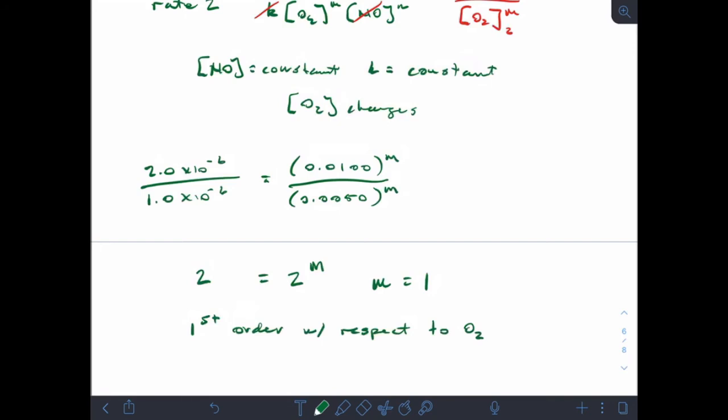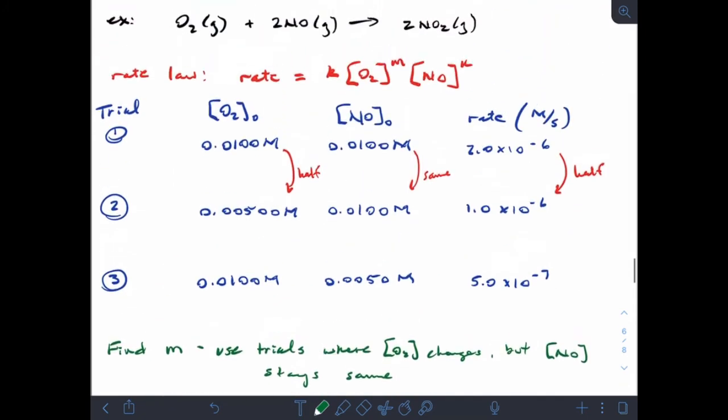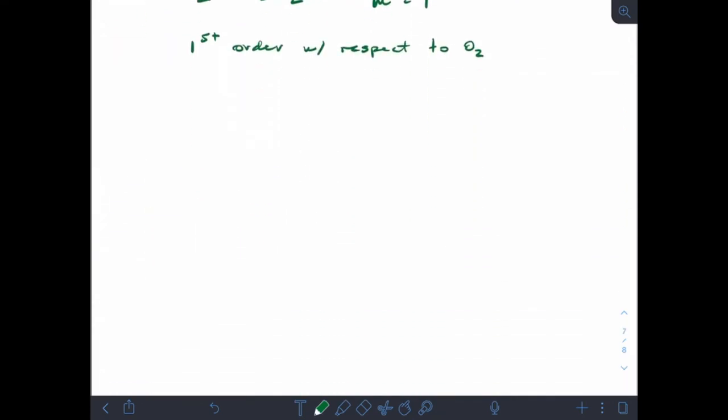So now do the same thing, but this time we're going to try and find NO. Okay, so taking a look at our data, let's come back to it. Which trials do the oxygen concentrations stay the same, and which trials do the NO concentrations differ? Okay, and that would be trial 1 and trial 3. Okay, so let's go ahead and set that up. So we're going to compare 1 and 3.